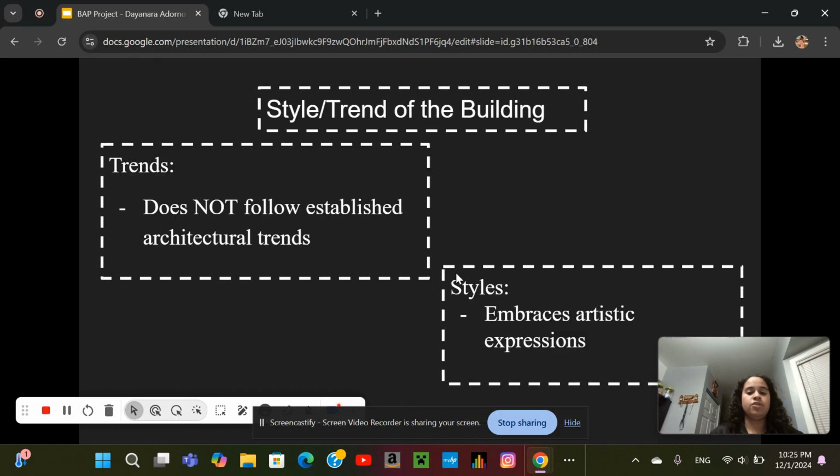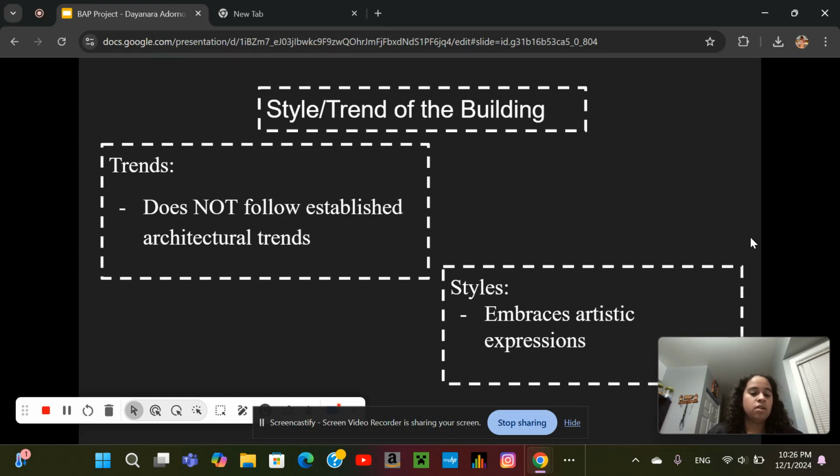So, the styles and the trends of the building. The style embraces artistic expression. The tower reflects a broader cultural dialogue between science and art that characterizes the period. Other contemporaneous buildings, such as the Bauhaus in Germany, shared its spirit of experimentation and innovation. The Einstein Tower can be seen as a part of this trend, but it stands out due to its specific focus on promoting scientific research through architectural design.